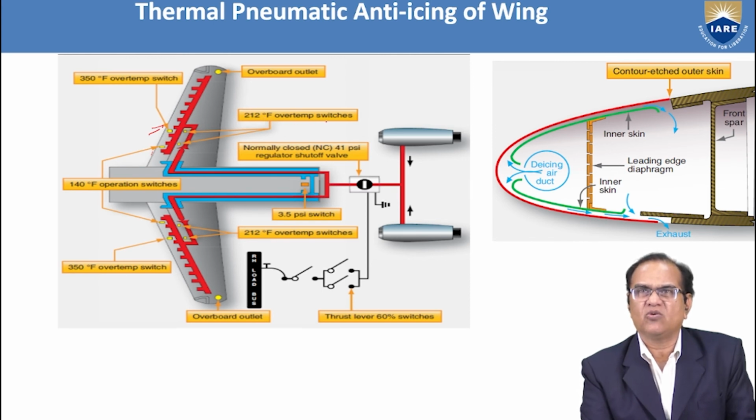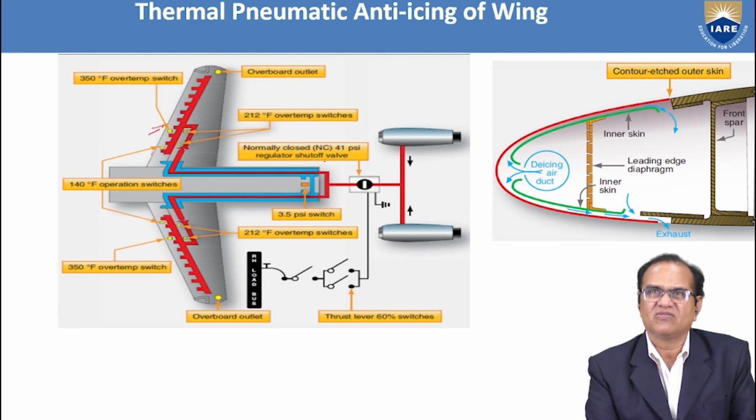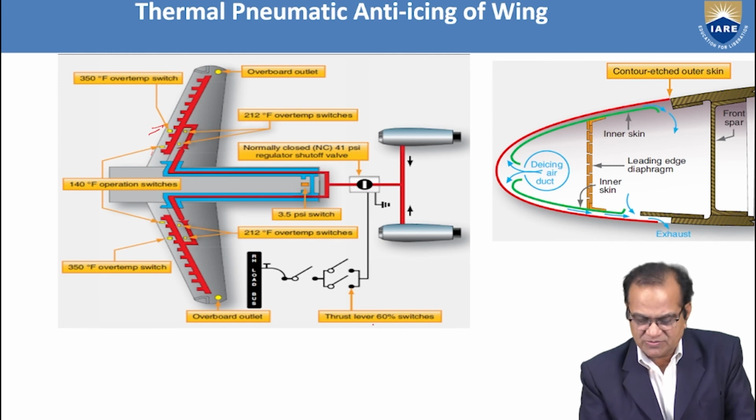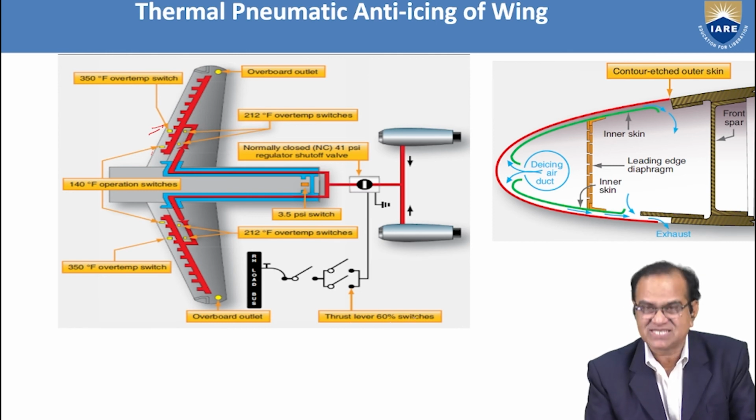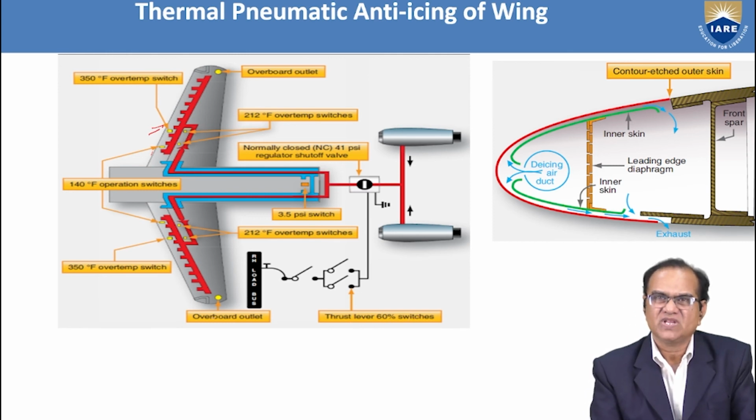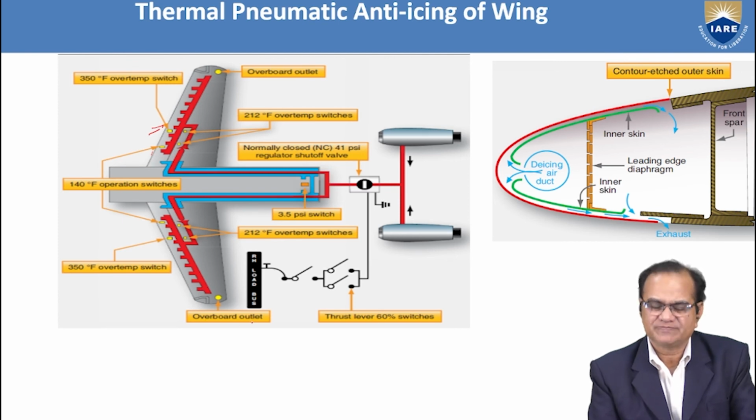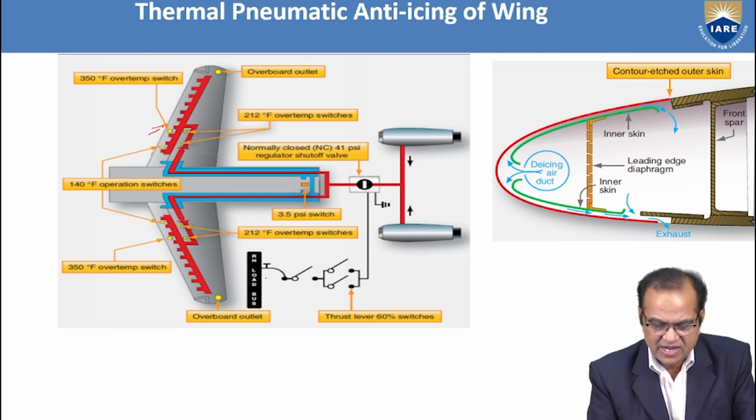212 Fahrenheit over temperature switches. Normally closed NC 41 psi regulator shut-off valve. Okay, so these are some switches. Thrust lever 60% switches. Overboard outlet, and here right hand load bus.